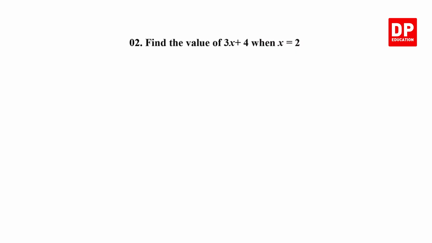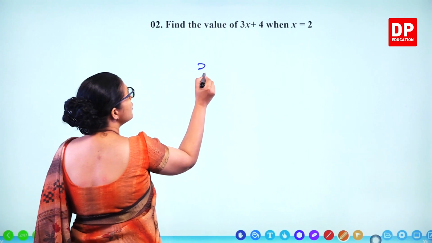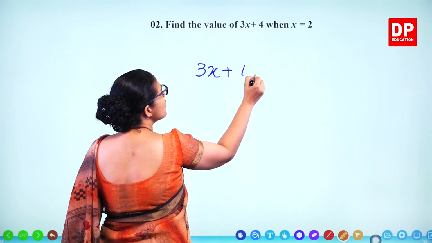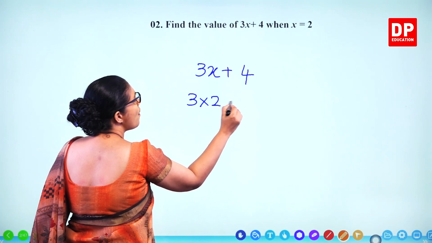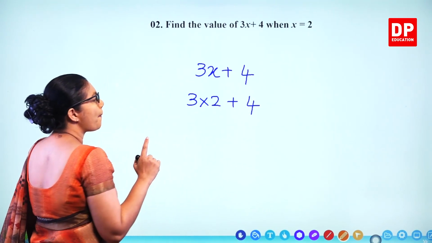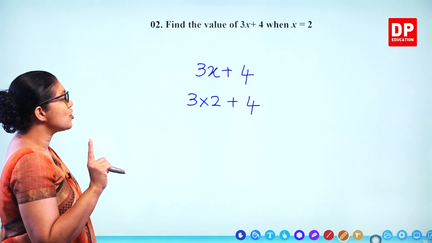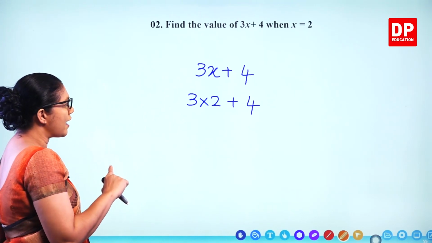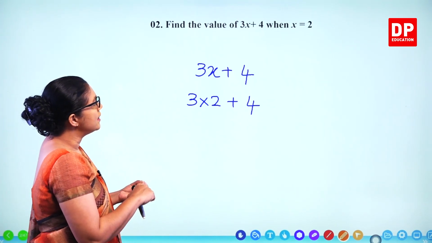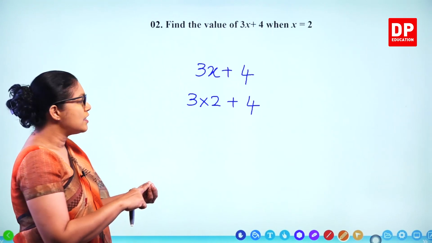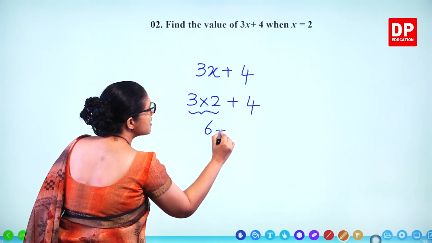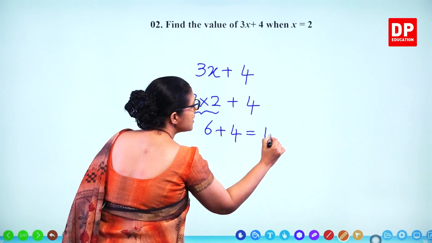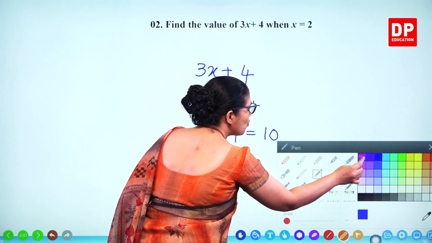Question number 2. Find the value of 3x plus 4 when x equals 2. That's substitution. So substitute x equals 2: 3 times 2 plus 4. First multiplication, according to BODMAS, brackets, then order, then multiplication and division. So 3 times 2, 6. 6 plus 4, you get 10. You get 2 marks for that.